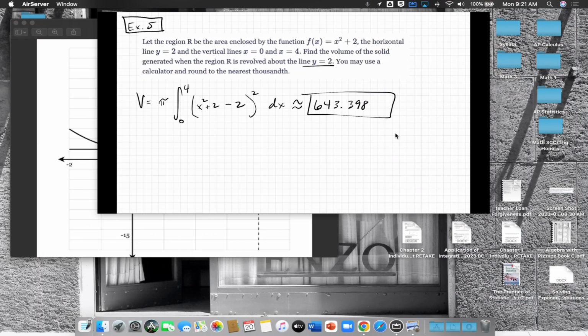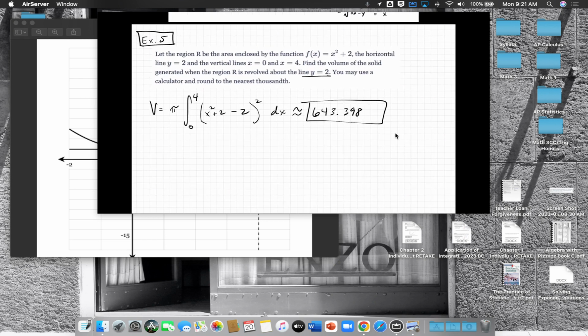Because technically these are both the same lesson, I just broke it up into 2 days. One is disc method, one is washer method. So tomorrow we'll do washer method. And then Wednesday I'll give you an assignment that does both. So you've got to decide, is it disc method or is it washer method? Because they're very similar.